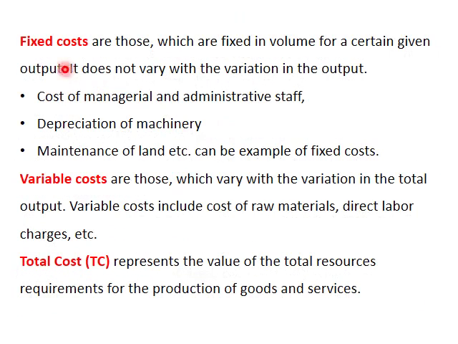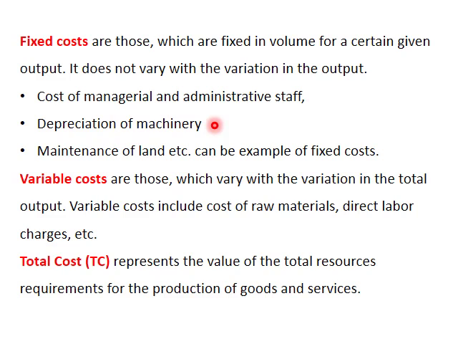The other type of cost is fixed cost. We already said that sunk cost is a type of fixed cost. Fixed costs are fixed in volume for a given output. They do not vary with a variation in the output. Whether the output is zero or a certain amount, the fixed cost remains constant. Fixed cost can be the cost of managerial and administrative staff, or depreciation of machinery, whether the machine is operating or not operating.